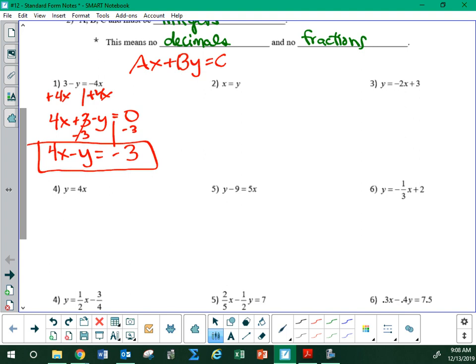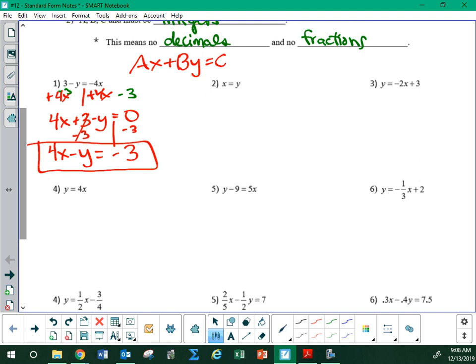Now you are welcome to go ahead and move both things at the same time. If you're still a little iffy on that, do it with just one at a time. But some of you will be like, oh, I need to move the 4x and I need to subtract the 3. If you want to do it all at once, that's fine.